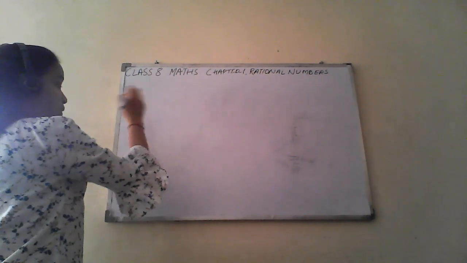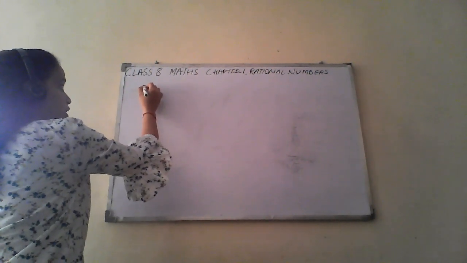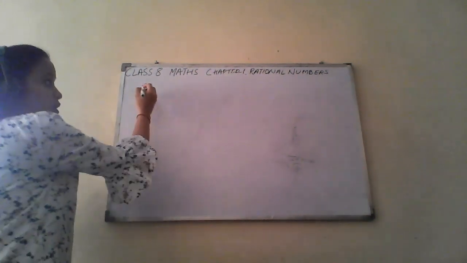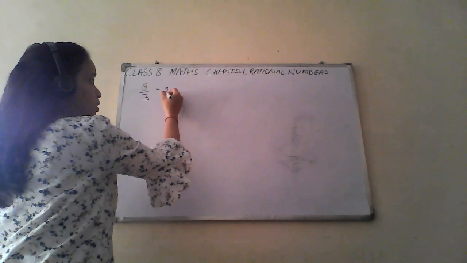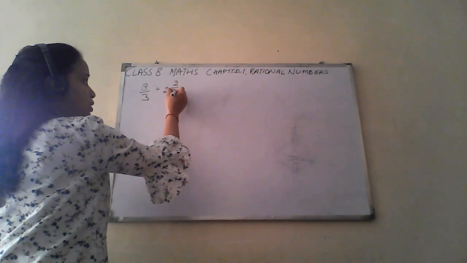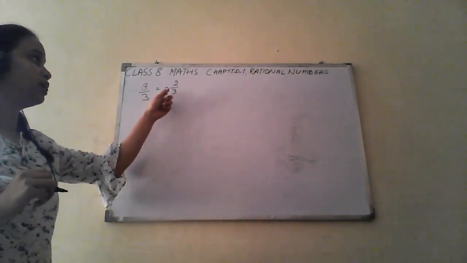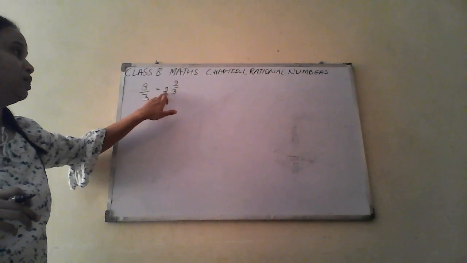Suppose we have an example. We have to plot 8 by 3 on the number line. If we convert it into mixed fraction form, what will it be? 2 whole number 2 by 3. So by looking at the whole number, we have to learn that we have to extend one point ahead of this. So this is 2.